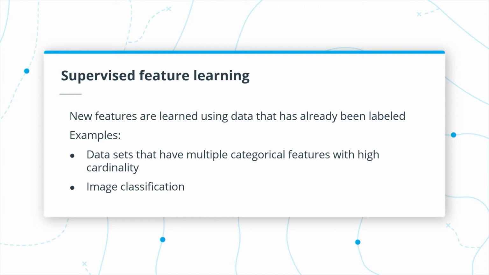Another example is image classification, where the original form of the data may not be really suited for the classification task. And that's where supervised feature learning occurs, for example, more or less automatically within the hidden layers of a deep neural network. Another approach for feature learning is the unsupervised approach.